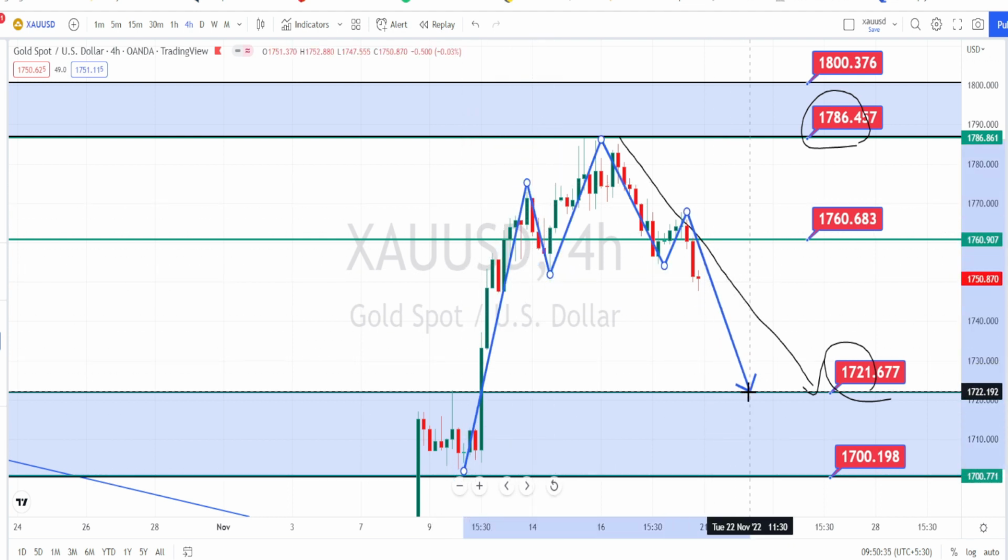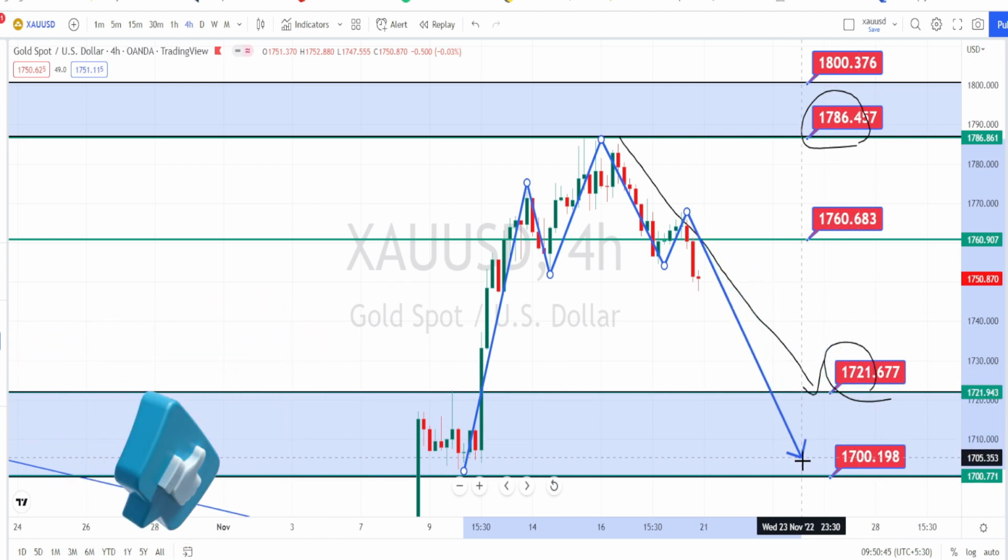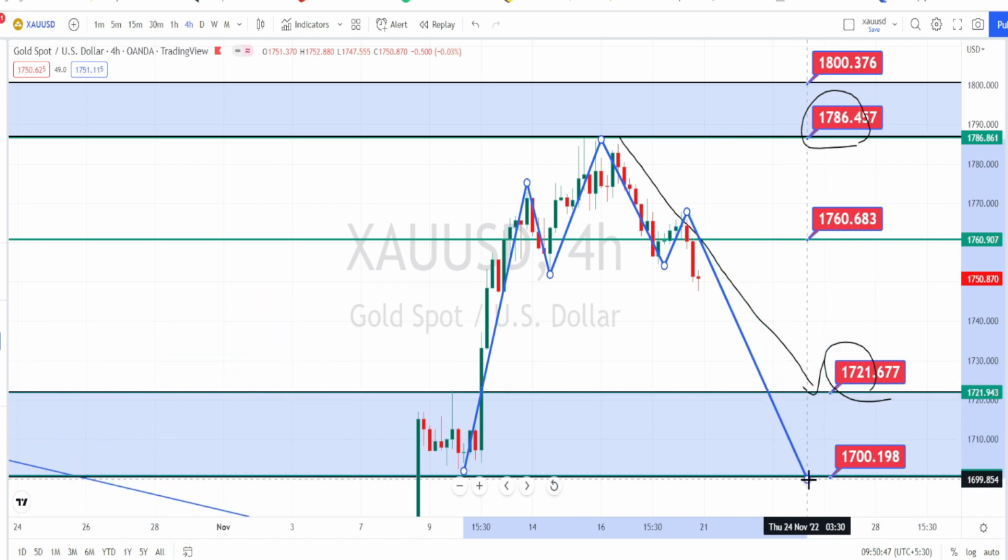So if the retracement continues, we can expect it to retrace up to the support level of 1721, and if the price action breaks this support level, we can expect it to retrace further and take support on the support level of 1700.